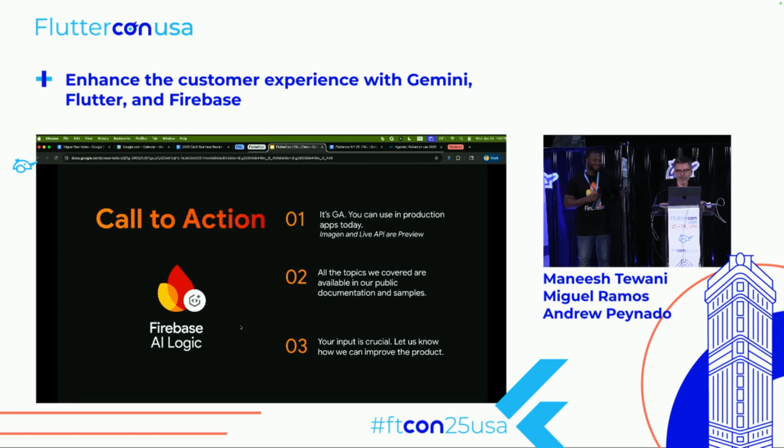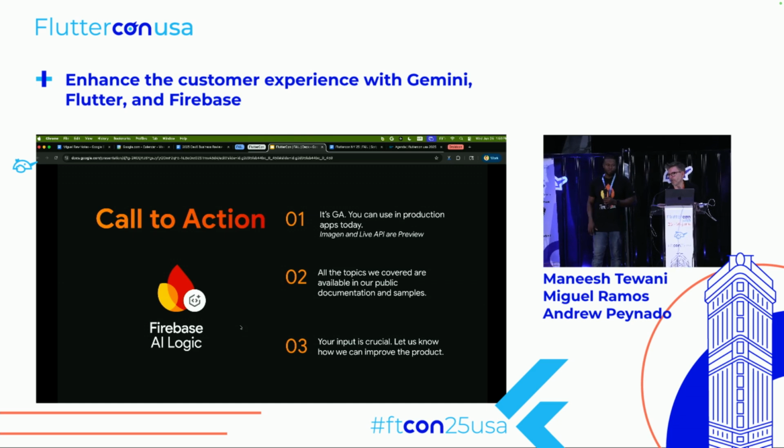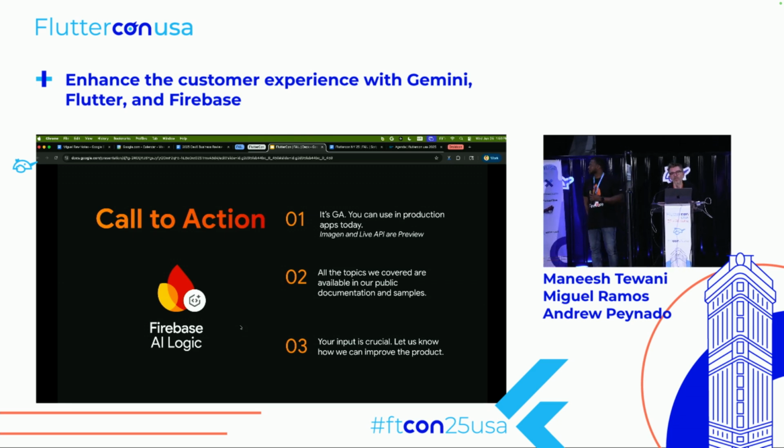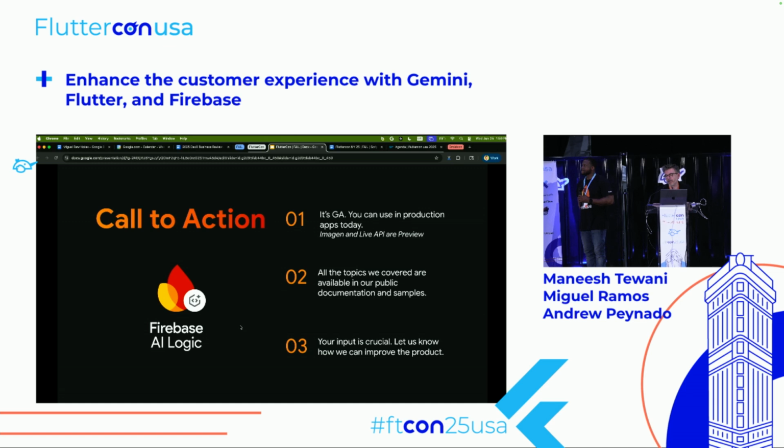Yeah. Cool. So three things. First one is Firebase AI Logic is GA, ready for production. So you can use it right now. We have thousands of applications using it right now in production. So please play with that and create your apps. The only thing is, the Live API we didn't show today is in preview, and at some point this year it will be GA as well.